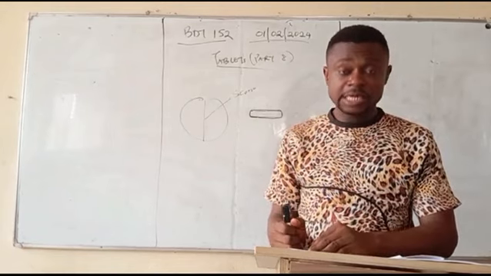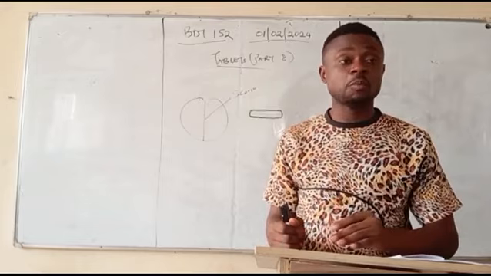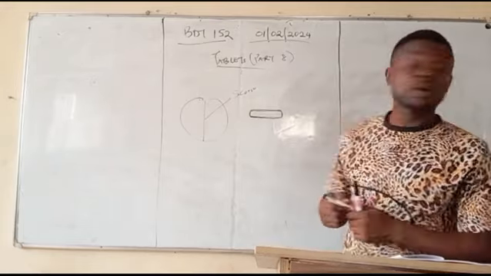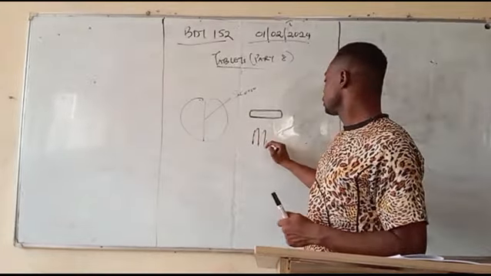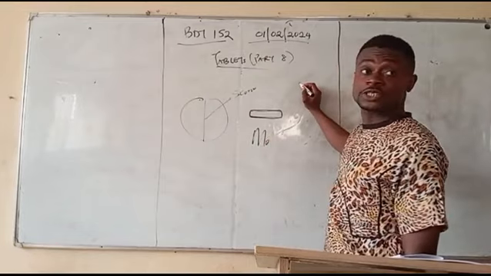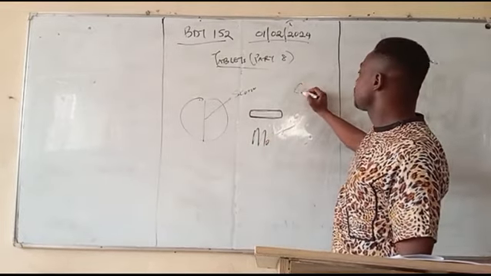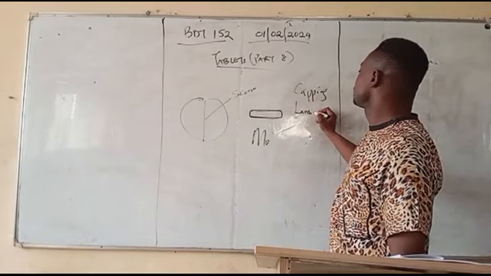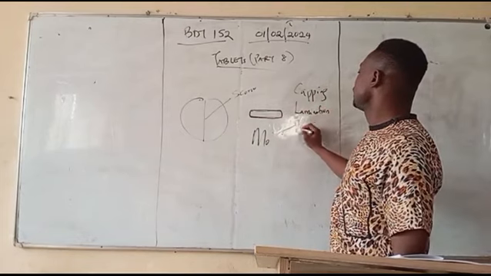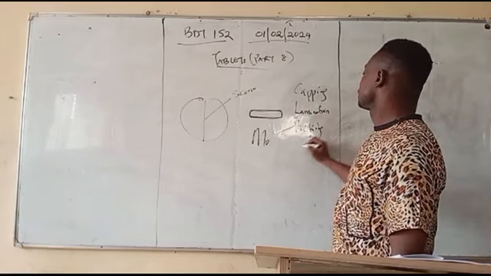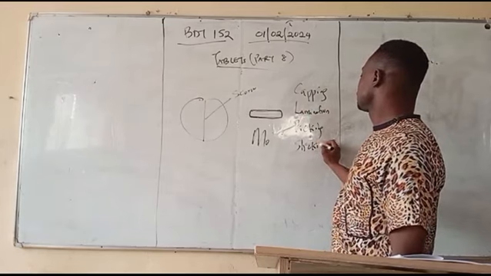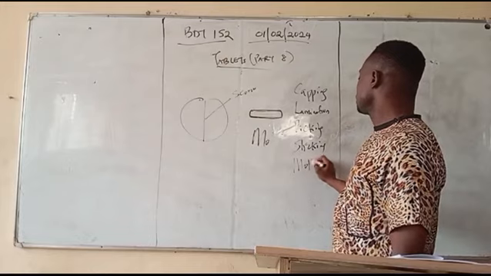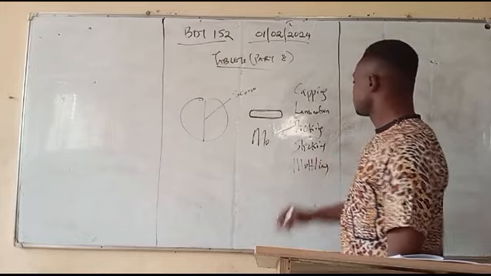Then the next one I want us to look at is mottling. What are they? The first one is capping. The second one is lamination. Picking. Sticking. And mottling.